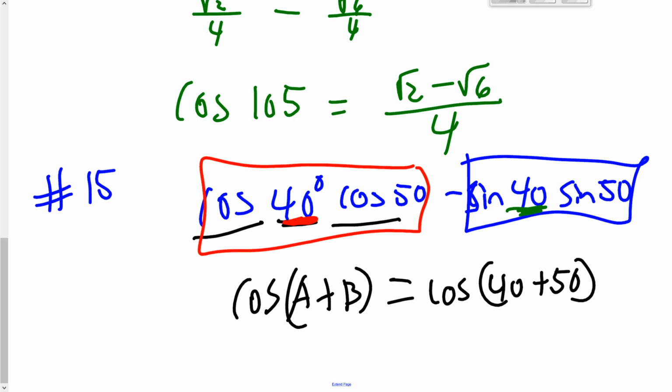And I can show you that when we do the sine one. So here we go, we have 40 and 50, now we can literally add those, that's 90, and cosine of 90 is 0, right? So there, we're done.